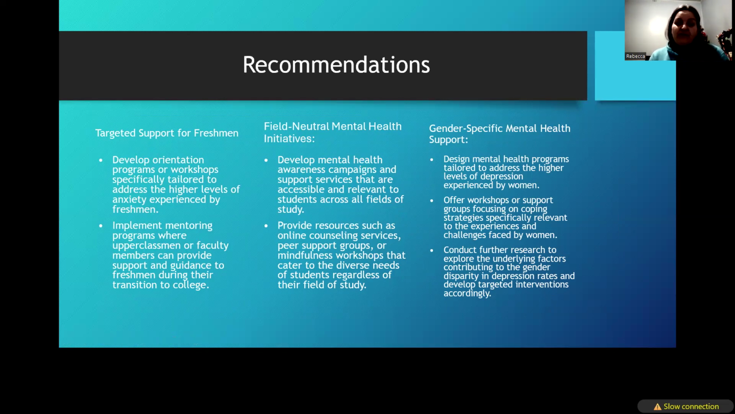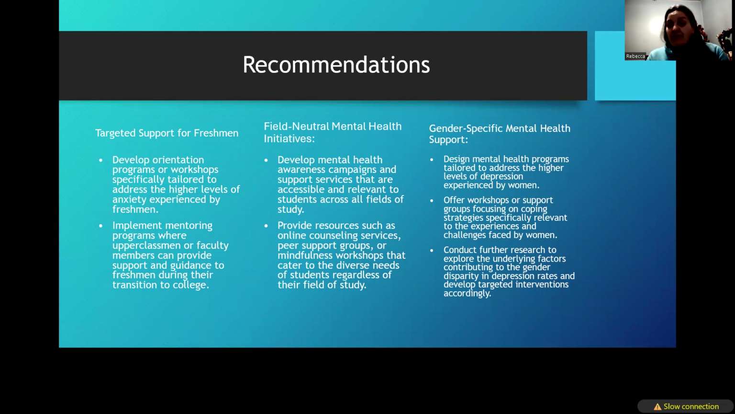We can develop orientation programs or workshops specifically tailored to address the higher levels of anxiety experienced by freshmen. And we can implement mentoring programs where upperclassmen or faculty members can provide support and guidance to freshmen during their transition to college. For field-neutral mental health initiatives, we can develop mental health awareness campaigns and support services that are accessible and relevant to students across all fields of study. We can provide resources such as online counseling services, peer support groups, or mindfulness workshops that cater to the diverse needs of students regardless of their field of study.